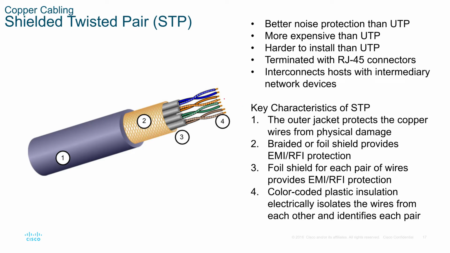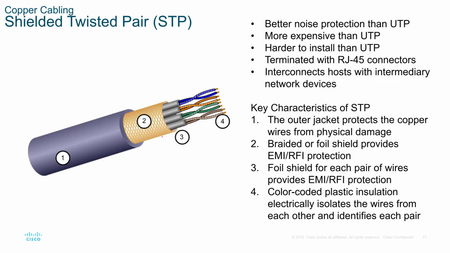In shielded twisted pair, you may have a shield that surrounds all four pairs, and each pair may also have a shield as well. As I said earlier, only one end of the shield is connected to ground. This gives you much better noise protection. It is more expensive than UTP. It is harder to install. It is terminated with the same connectors though, and it interconnects hosts with intermediary network devices.